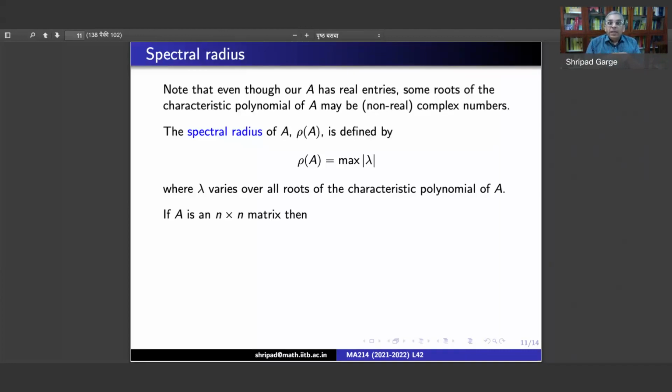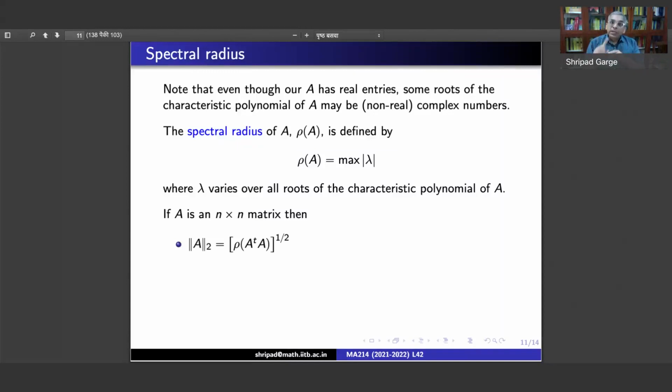Now, if you have an n by n matrix, the L2 norm is related to the spectral radius in the following way: the L2 norm is computed from A transpose A. Okay, so A transpose A is a matrix.